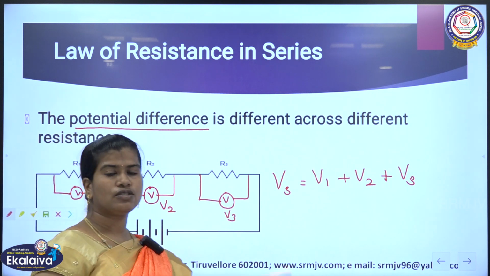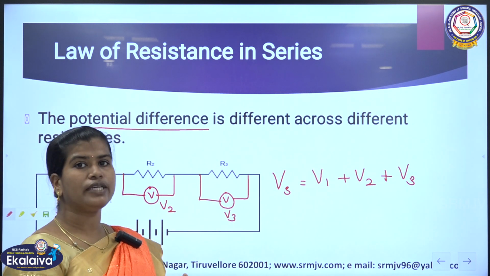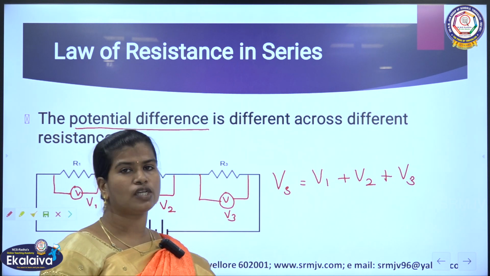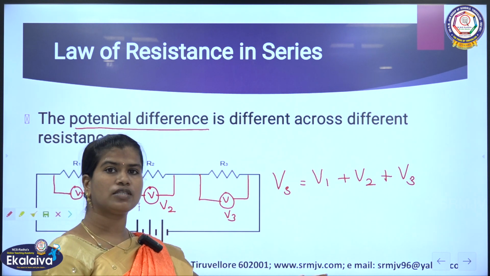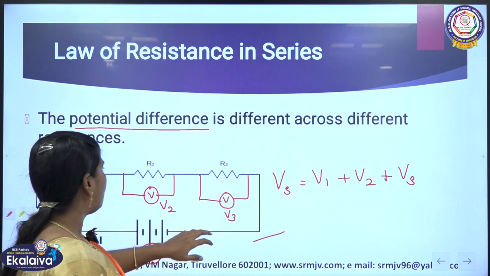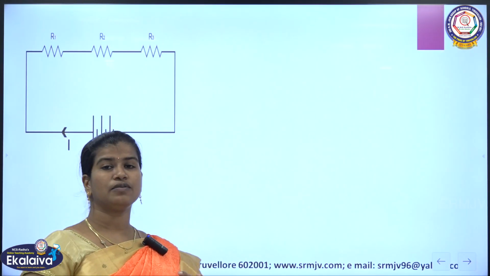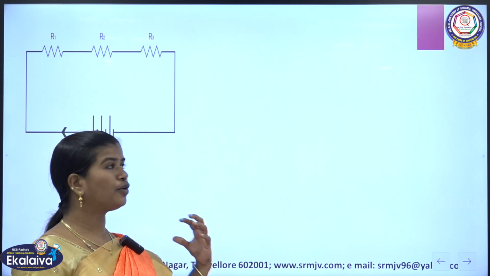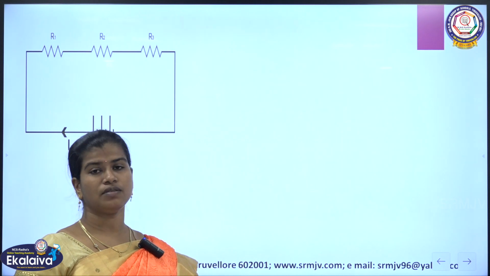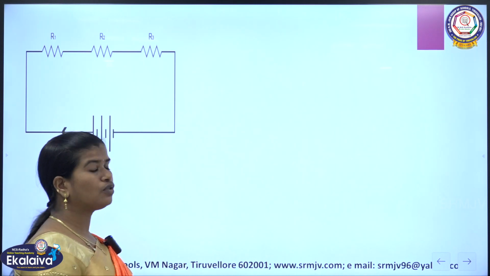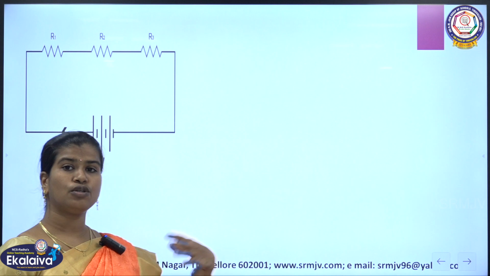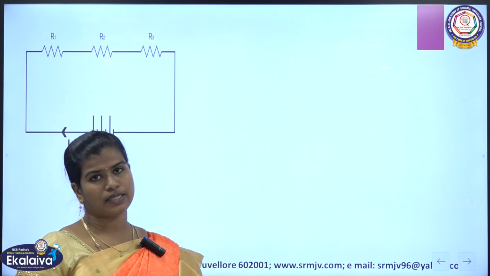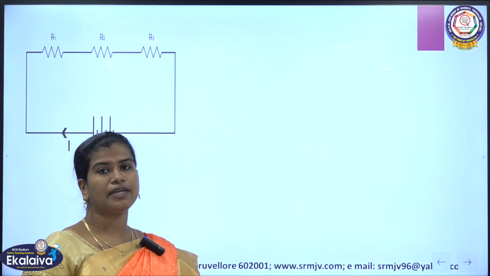Based on these, so far we have seen what will happen to the resistance, what will happen to the current, and what will happen to the potential difference. Based on these three laws, let us derive a formula. We have seen the laws of resistances in case of series, so we are going to derive an equation based on those laws. The first law says the total resistance will be equal to the algebraic sum of the individual resistances. So, how can that be represented?